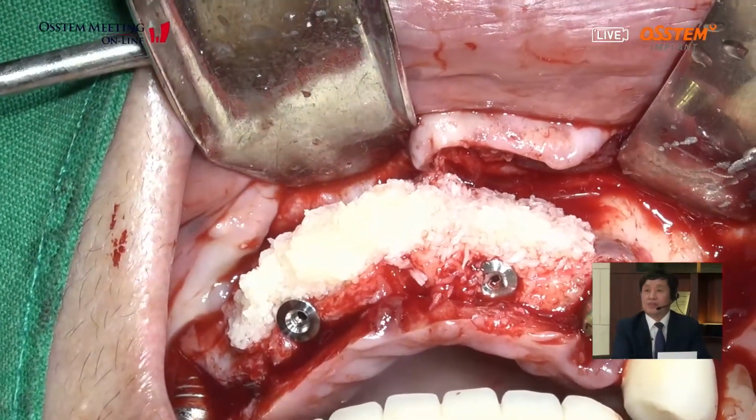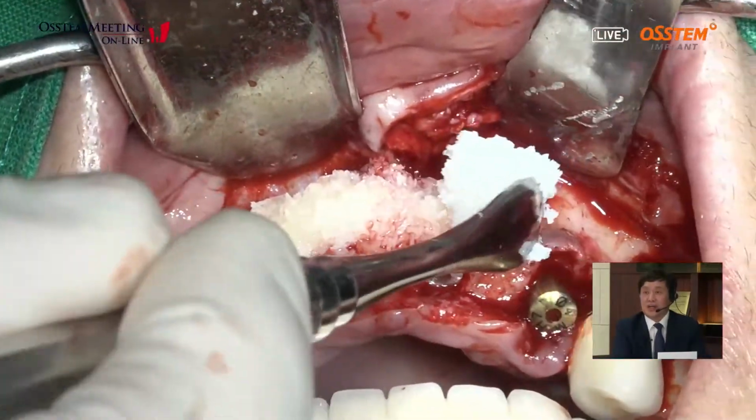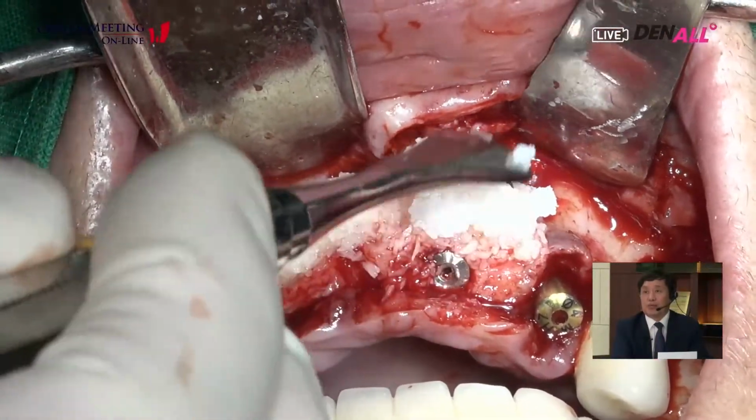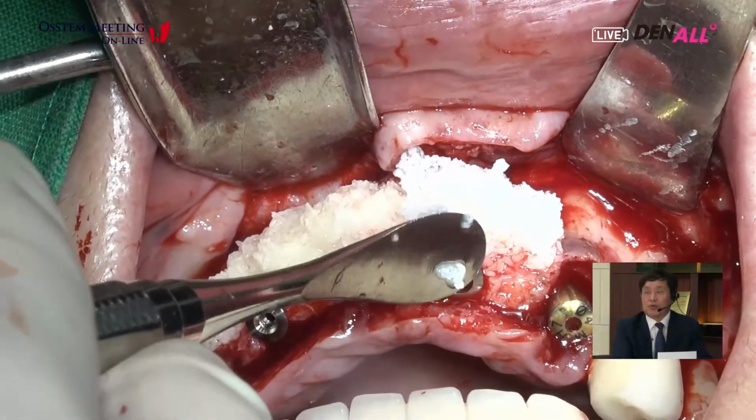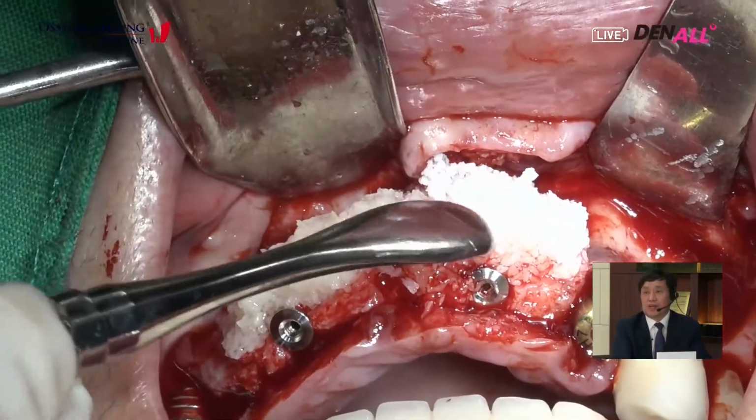I will place this. This is AOS. Yeah, AOS is a bovine bone, a xenogenic bone graft material. Yeah, it's a kind of sandwich bone graft or layered bone graft technique.